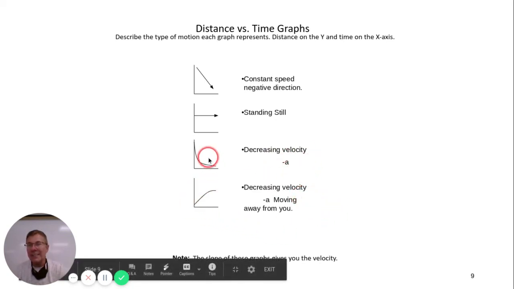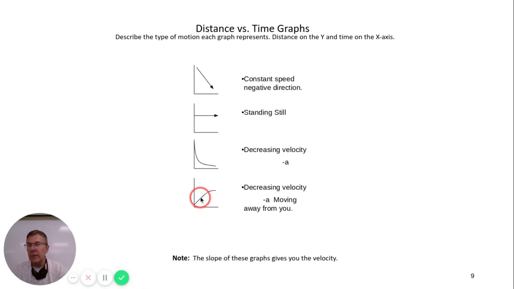This one is the exact same thing, but this one is moving away from you. So it's moving and then it's slowing down, slowing down, slowing down, and it probably stops right about here. So it's decreasing velocity. This would be a decelerated curve.